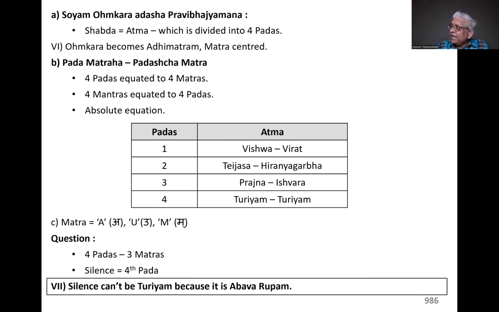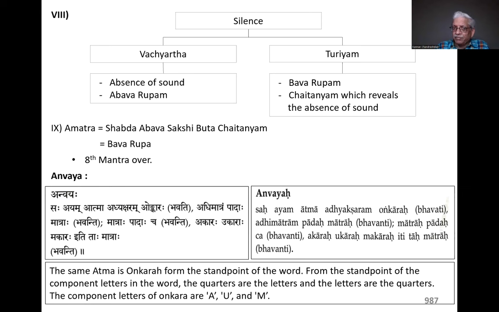Now this silence, is it abhavarupam, or bhavarupam? Turiyam is bhavarupam. Chaitanyam, which reveals the absence of sound. But when we say it is abhavarupam, we use the Vachyartha. There is a Lakshyartha and a Vachyartha for the silence. The Lakshyartha is the bhavarupa. That means the silence is indicating to us something. That is what you should not miss.